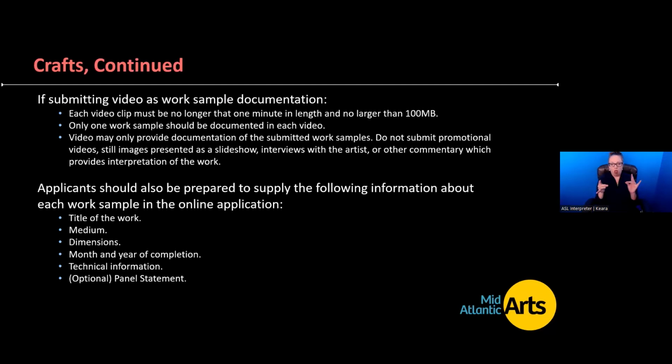Applicants should also be prepared to supply the following information about each work sample in the online application: title of the work, the medium, dimensions, month and year of completion. Applicants should describe the production techniques, materials, and technical processes related to the creation of the work samples in the technical information section on the online application. For example, elaboration about specific techniques used, how materials were applied, etc.